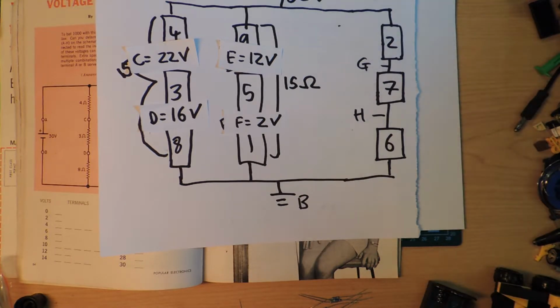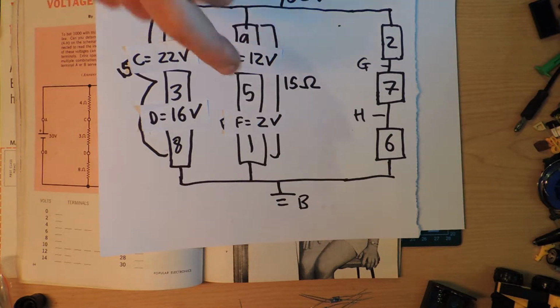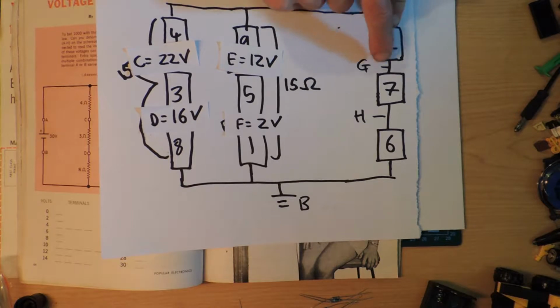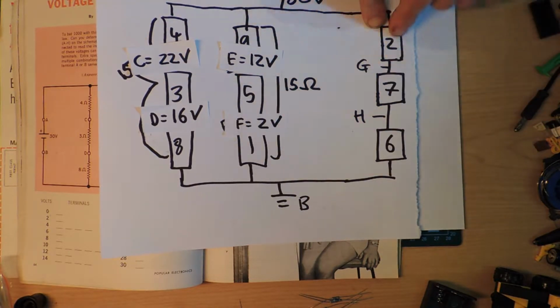Memorize these numbers. Just keep repeating them over and over again. C equals 22, D equals 16, E equals 12, F equals 2. Anyway, we're over to here, and these, as I was saying, 7 plus 6 is 13 plus 2, which is 15. So this is also 15 ohms.